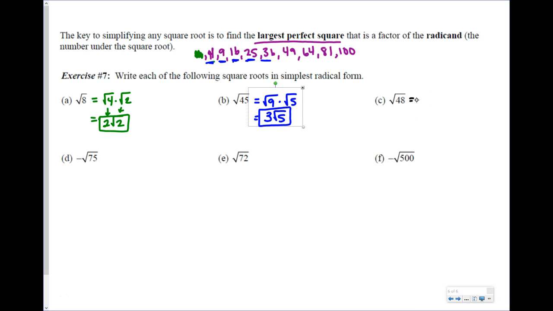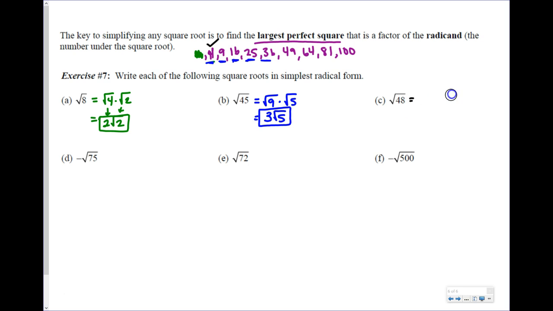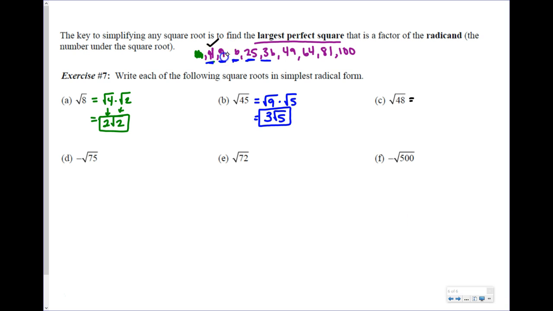Is there any factors of 48 that are perfect squares? 4 is a factor of 48. I could do square root of 4 times the square root of 12. But I'm not going to do that, because if I keep looking, I'm going to notice that 16 is also a factor of 48. So I'm going to instead do the square root of 16 times the square root of 3.